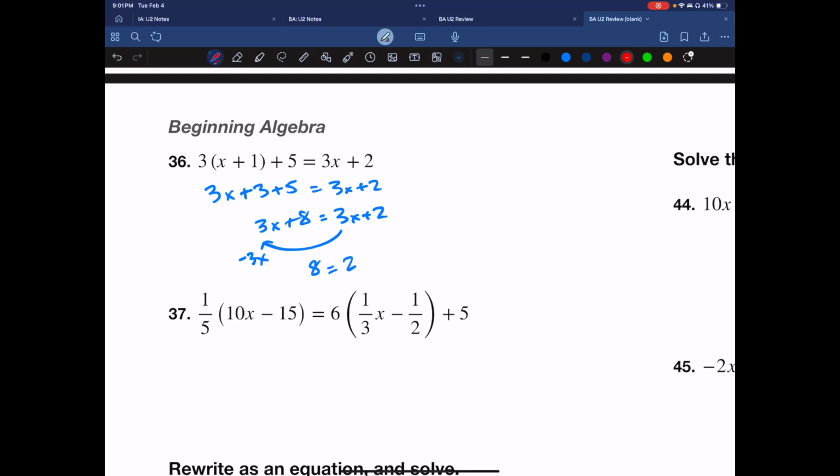Again, you ask yourself, is that a true statement or not? In this case, 8 does not equal 2. 2 does not equal 8. So this is an example of no solution. And you can write that as a 0 with a line through it, or again, you can spell it out.